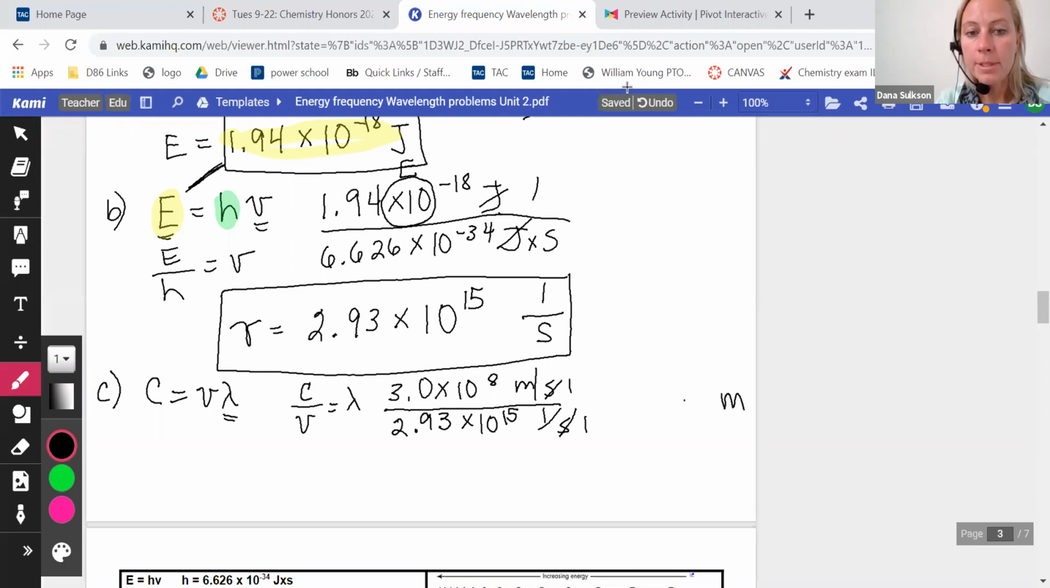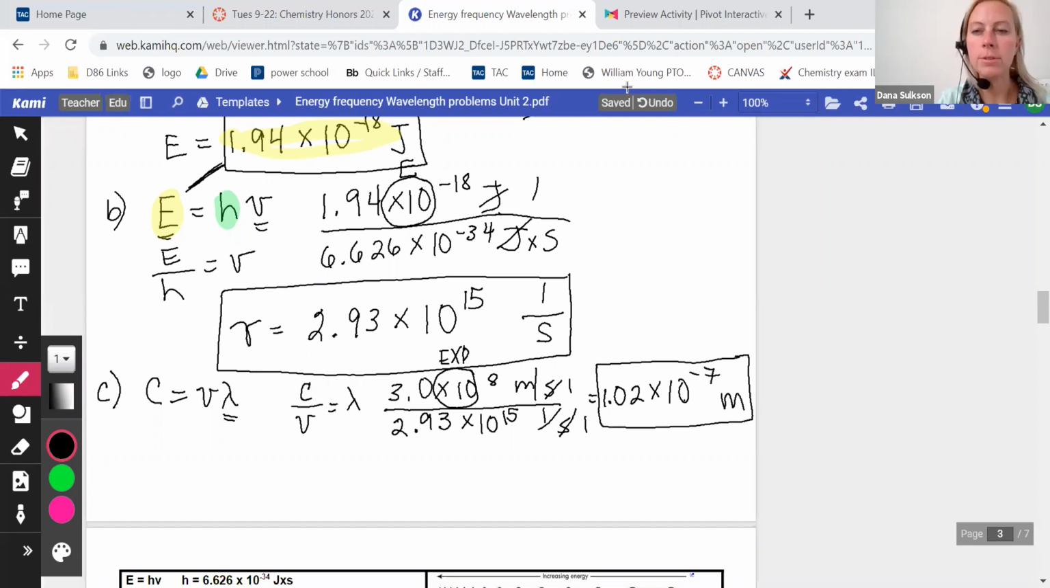3.0 times 10 to the 8th. Remember that times 10 is the E or exponential key. So EE or the exponential key. Do not type in times 10, and divide by that. I ended up getting 1.02 times 10 to the negative 7th. I'll box that final answer in so it's really clear, and then I have to convert.